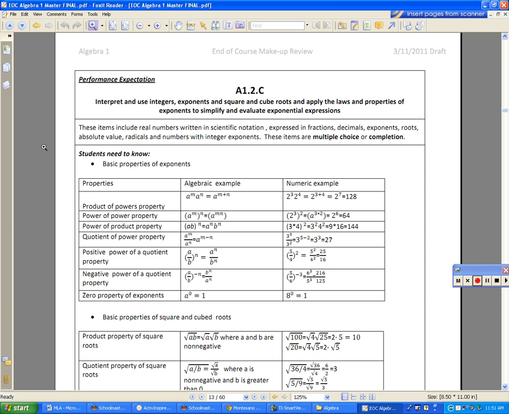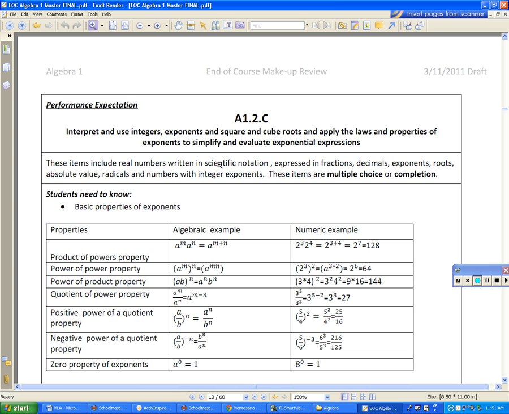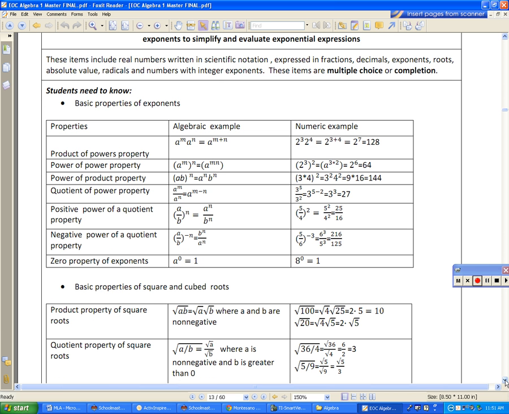But if you have two of the same base being raised to a power, what do you do with the powers? Add them together, okay? So for example, if I had a to the m times a to the n, I would just add those together. What I mean is 2 to the third times 2 to the fourth is the same thing as 2 to the seventh, which works out to be 128.